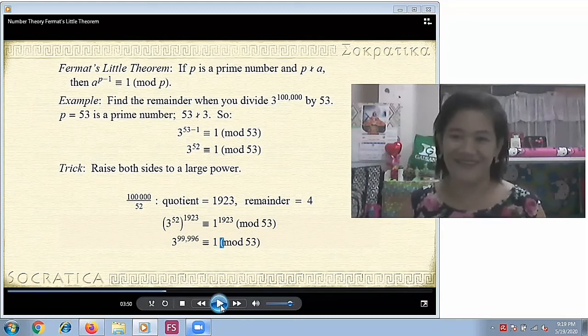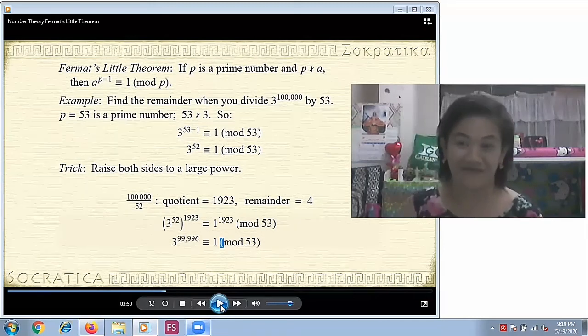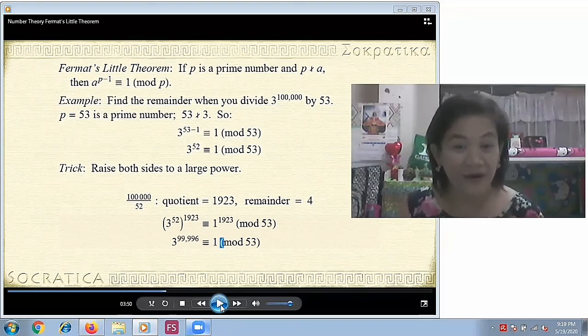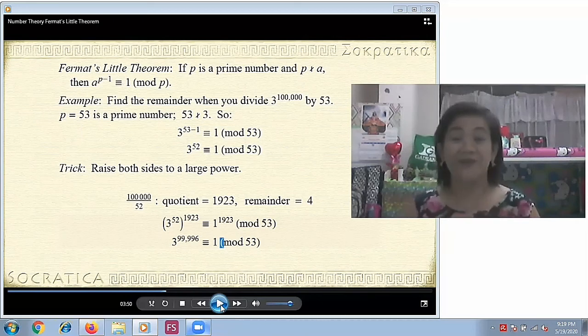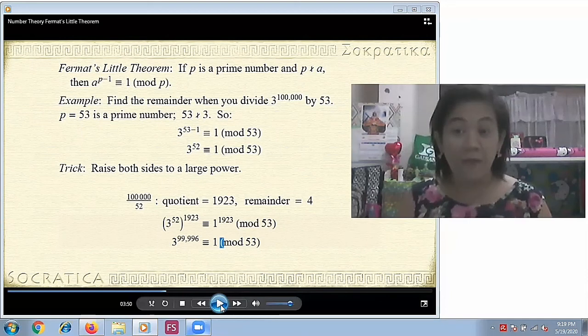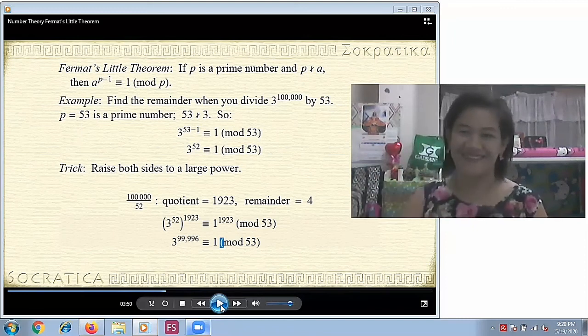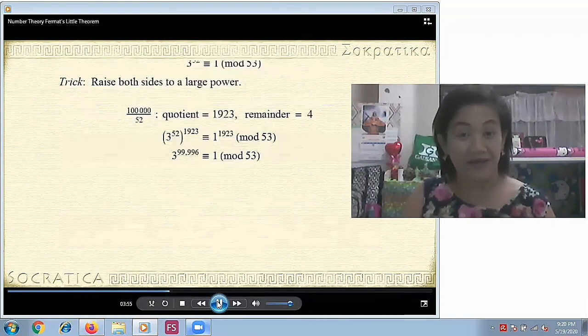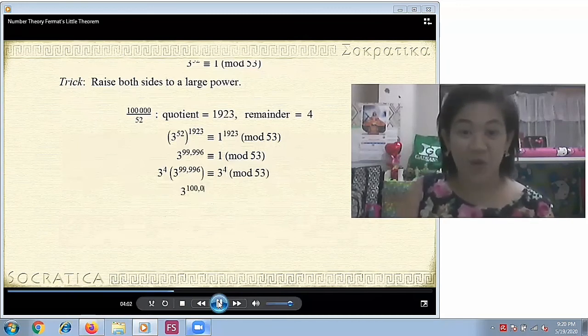Okay, so let us make use of the remainder 4. Yes, we can make use of the remainder 4. 99,996 plus 4 is 100,000. So what do you think? We need to multiply both sides by 3 raised to 4. Yes, that's it. We will multiply both sides of the congruence by 3 raised to 4. That's it. So that's 3 raised to 100,000 is congruent to 81 mod 53.